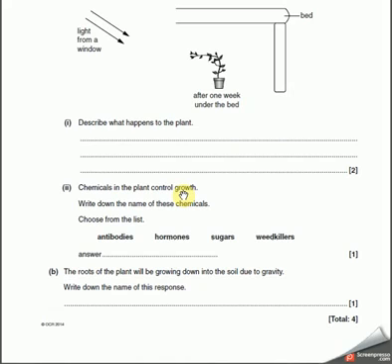Chemicals in the plant control growth. Write down the name of these chemicals. Well, just like any other organism, it's going to be hormones. Plants have hormones, humans have hormones. So that's what the answer is. It's hormones that control them. And remember, for plant growth, it's the name auxin, isn't it?